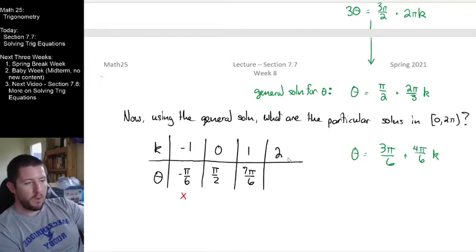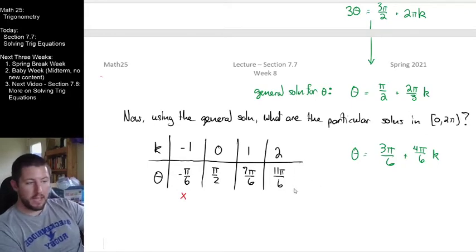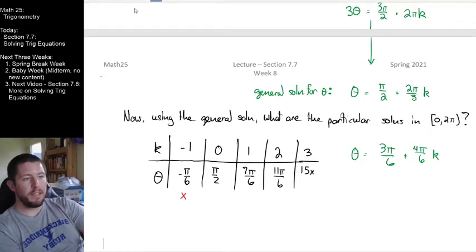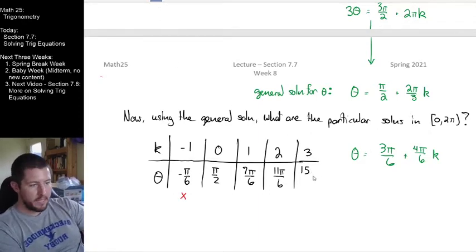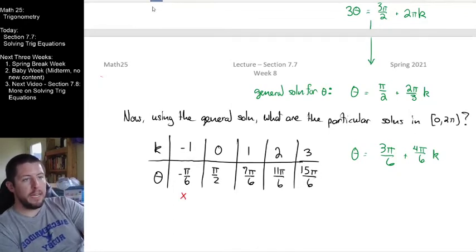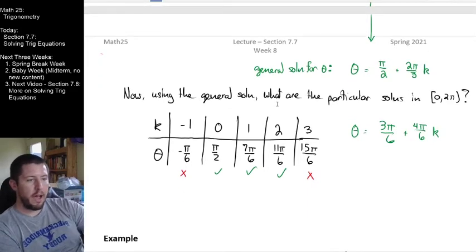Now let's see what happens if I go to k equals 2. If k equals 2, this is now 8 pi sixths, because I'm doubling this. 8 pi sixths plus 3 pi sixths is 11 pi sixths. That is still less than 2 pi, but more than 0, right? Because 2 pi would be 12 pi sixths. But I'm noticing if I go so far as to go out to 3, then 3 being my k value gives me 12 pi sixths plus 3 pi sixths, that's 15 pi sixths. That's too big. Oops, I'm putting an X there because I'm anticipating saying no to this one. 15 pi sixths, that's more than 2 pi. And so that one's going to be excluded as well. So it looks like we got these three solutions right here for theta as our particular solutions in the interval from 0 to 2 pi.